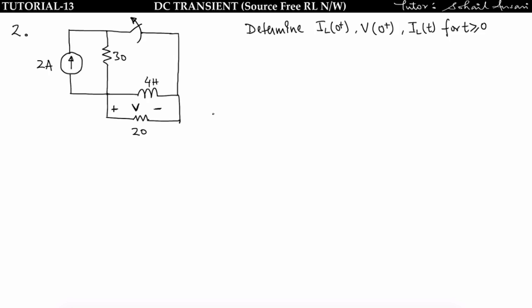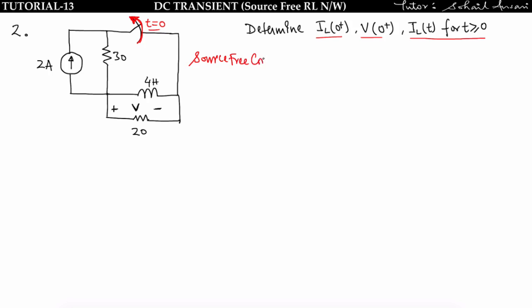Let's move to the second question. In the second question, we have to find IL of 0 plus, V of 0 plus and IL of t for t greater than or equal to 0. First see whether this circuit is a source free circuit or not. This arrow means that this switch is opened at t equal to 0. Means for t greater than 0, we don't have any source present in the network. So this circuit is a source free circuit.